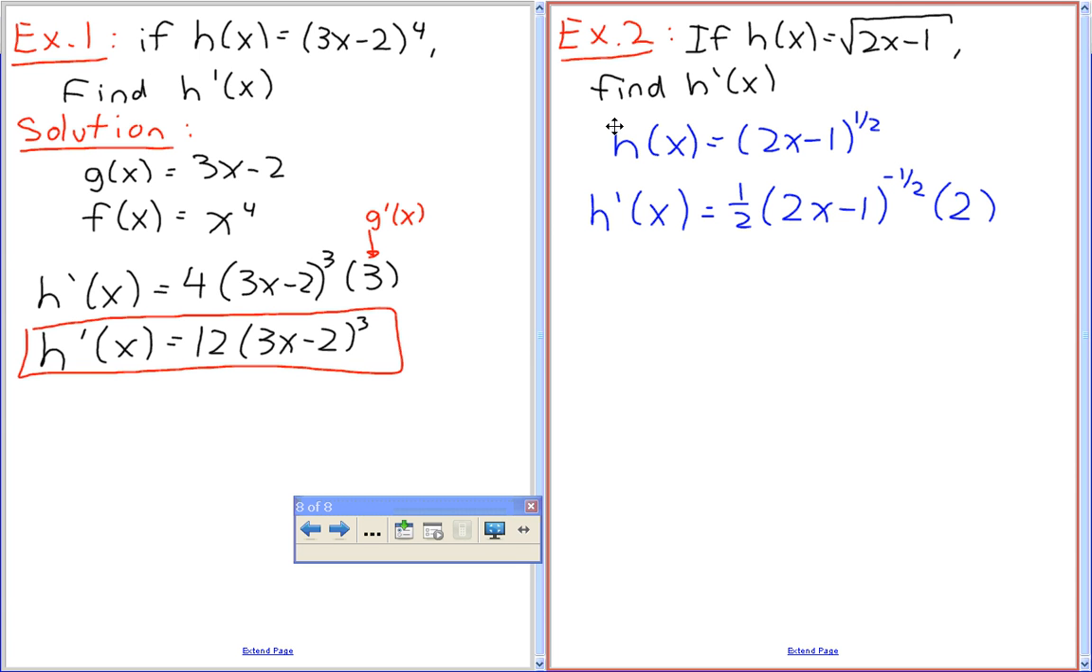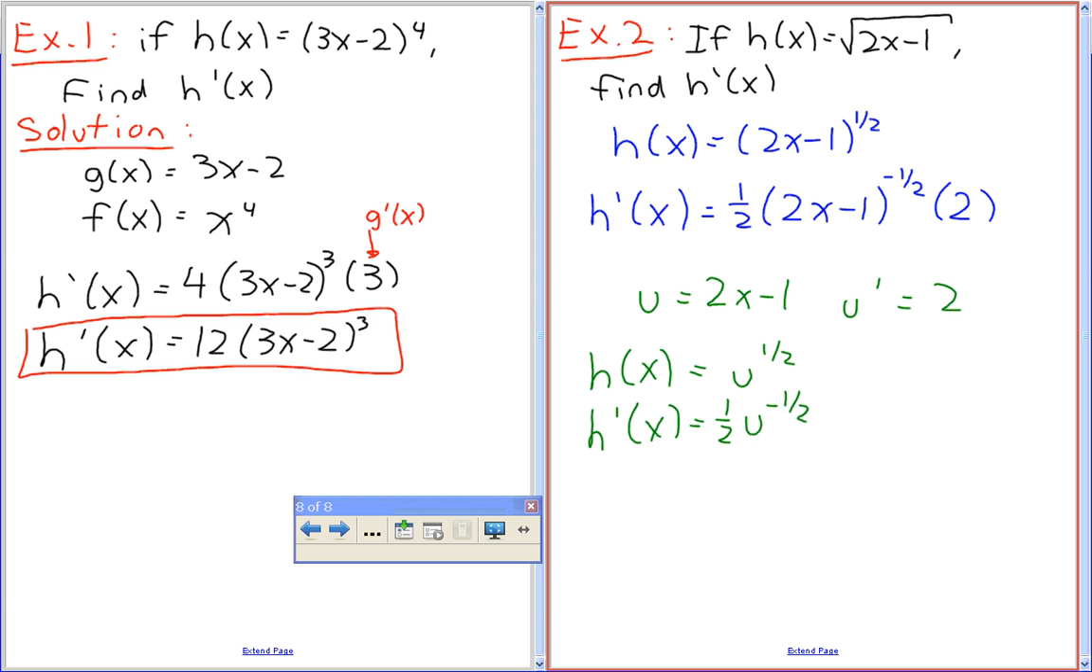The point I was going to say was I was going to just do this the really long way. I was going to say u equals 2x minus 1, u prime is equal to 2. So h of x is equal to u to the 1/2. H prime of x is equal to 1/2 u to the negative 1/2 times u prime. So h prime of x is equal to 1/2 u to the negative 1/2 times 2.